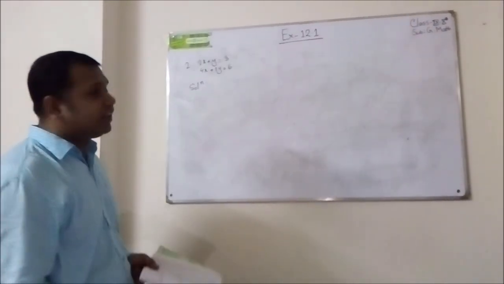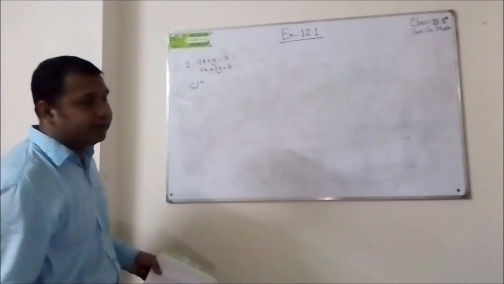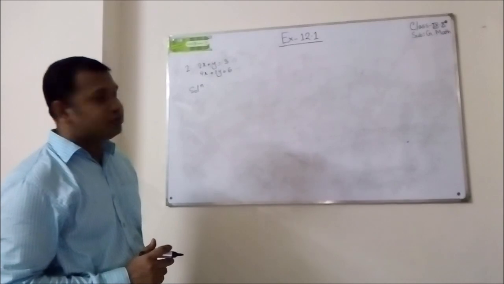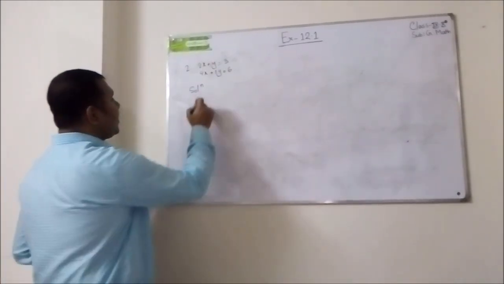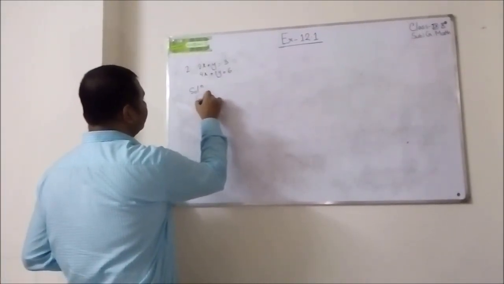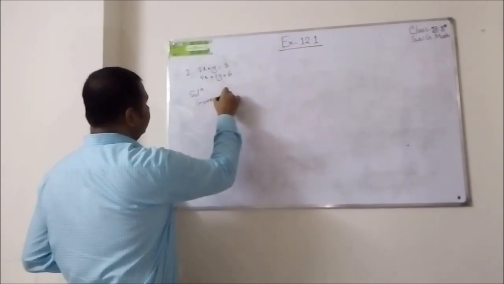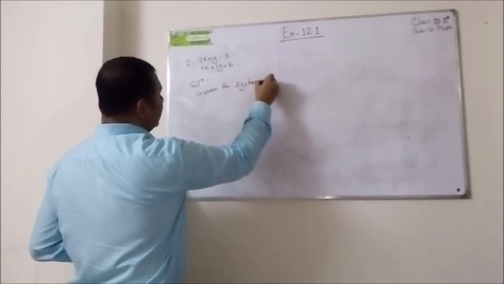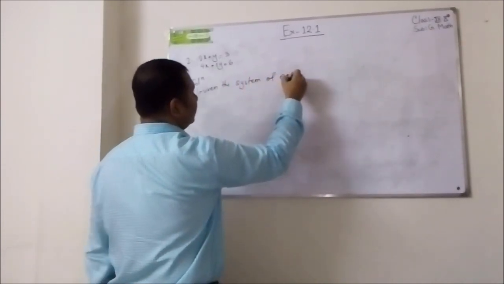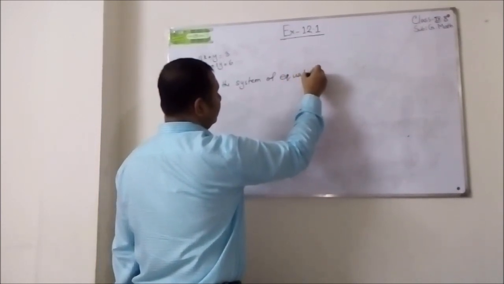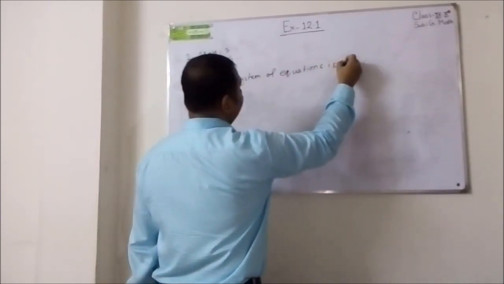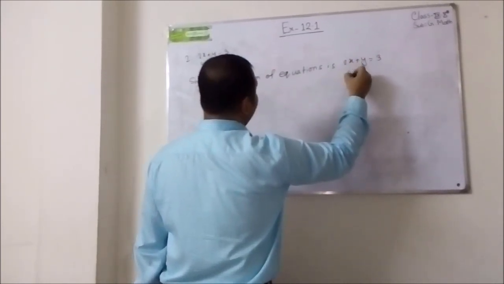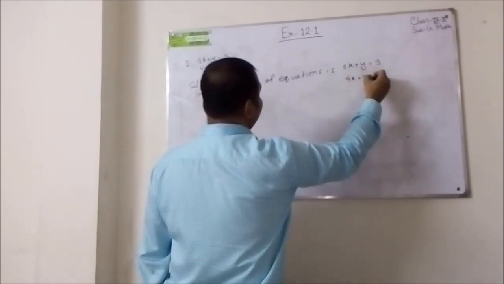Okay, we are going to start number 2. The question is written on the board: 2x plus y equal to 3 and 4x plus 2y equal to 6. So here is the solution. Given the system of equations is 2x plus y equal to 3 and 4x plus 2y equal to 6.